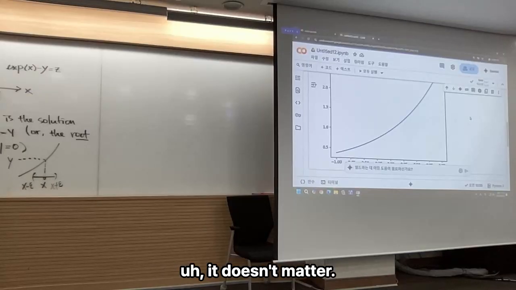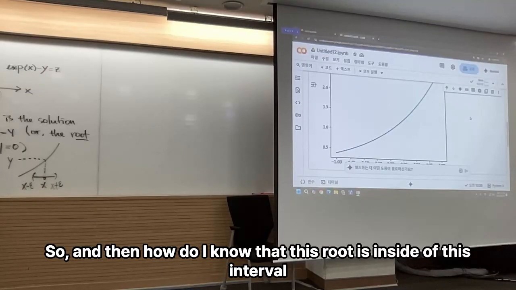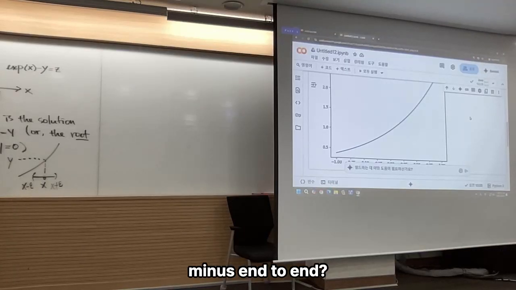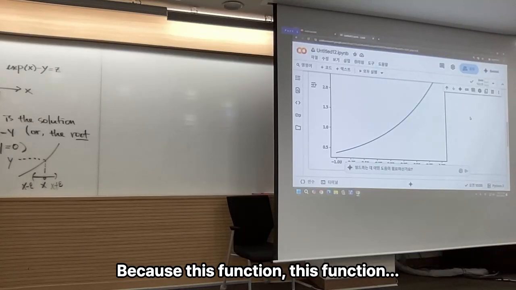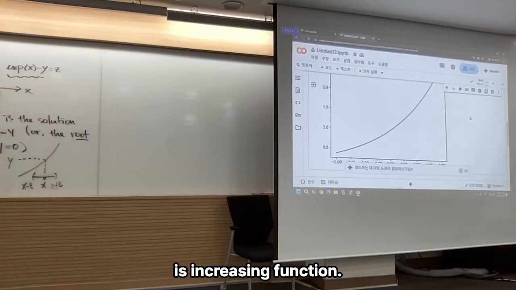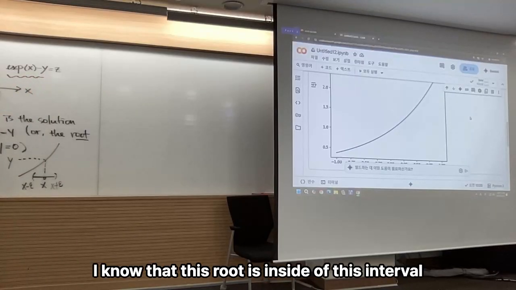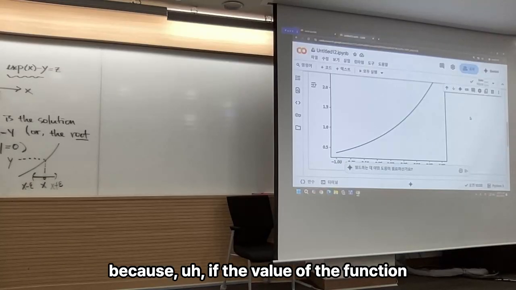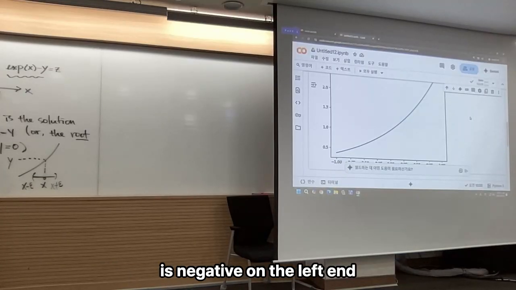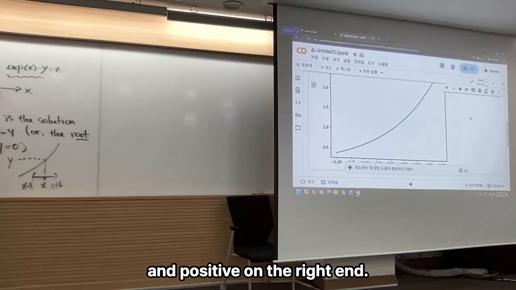It doesn't matter. And then how do I know that this root is inside of this interval minus n to n? Because this function is an increasing function. I know that this root is inside of this interval because the value of the function is negative on the left end and positive on the right end.